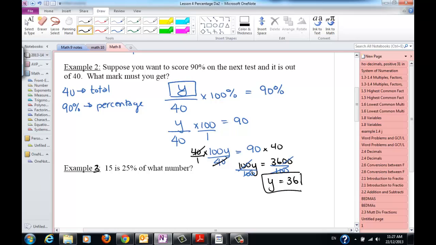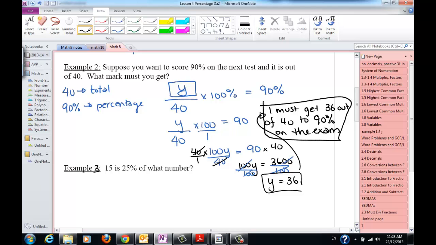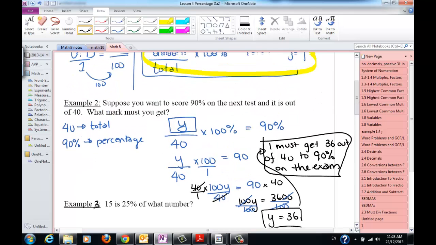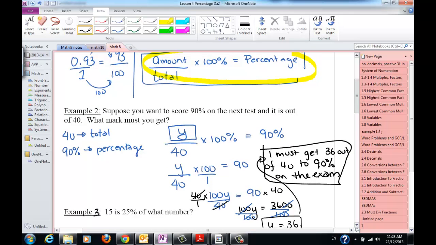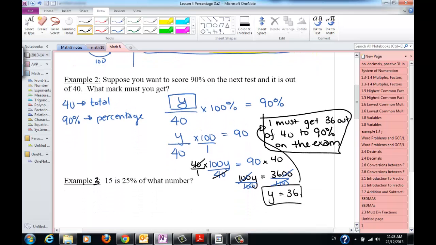What does this mean? I always want to finish my word problems with a word answer. I must get 36 out of 40 to get 90% on the exam. And that would be my answer. Again, we're going to keep using this amount divided by total multiplied by 100 to get the percentage.